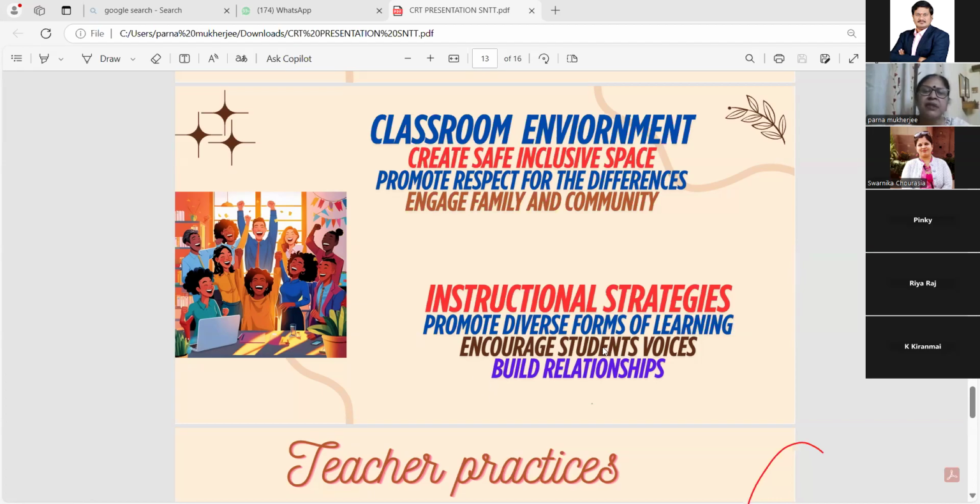And encourage students' voices. Please allow the children to speak. Shed your biases, allow the child to speak, and listen to the child. Let us not presume, assume, or take it for granted. When we do all these things in totality, we build relationships, and definitely we have taken a step ahead.